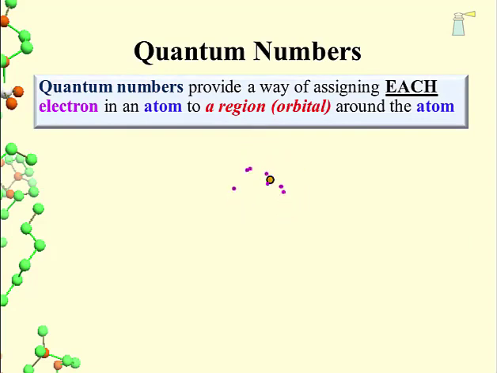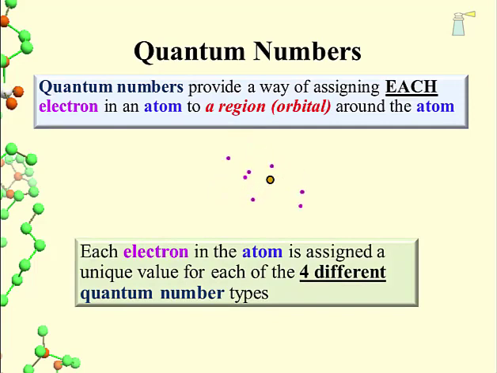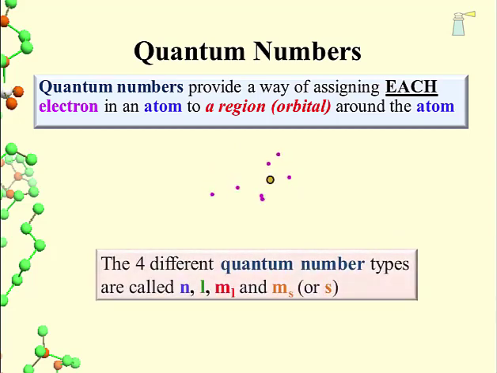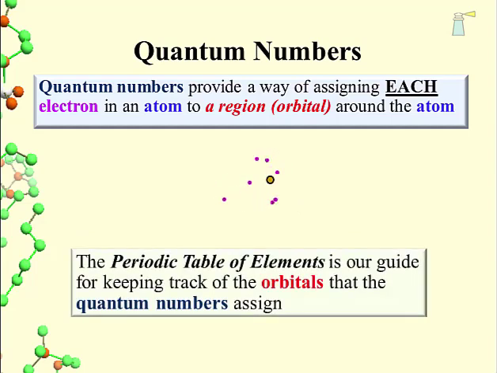Quantum numbers provide a way of assigning each electron in the atom to a region, or an orbital, around or about the atom. Each electron in the atom is assigned a unique value of 4 different quantum number types. That is, all of lead's 82 electrons will have a unique set of values for the 4 quantum numbers. The quantum numbers are called n, l, m sub l, and m sub s, or just s. We will look at each one of them in some detail. And our friend, the periodic table of elements, is a guide for keeping track of the orbitals and the quantum number designations.